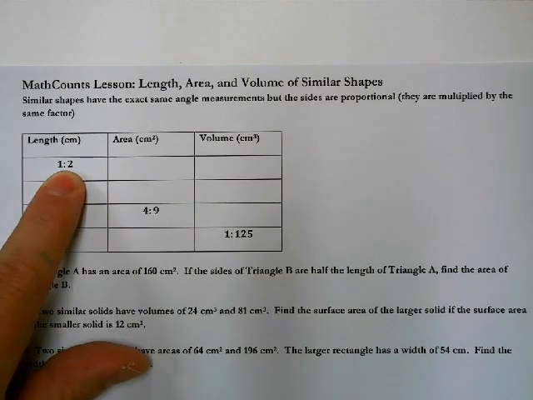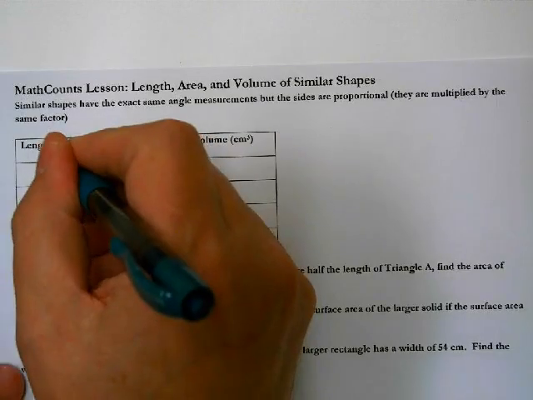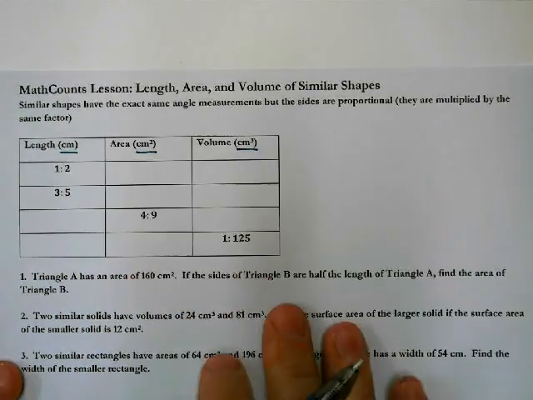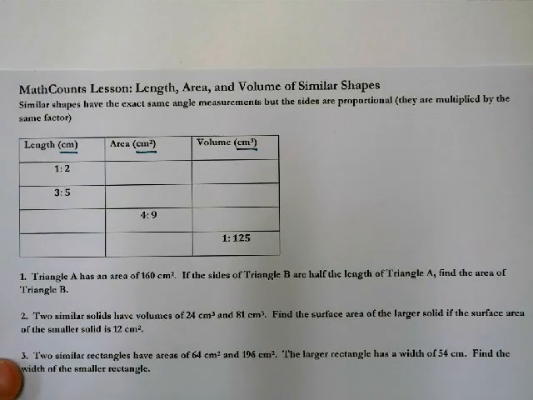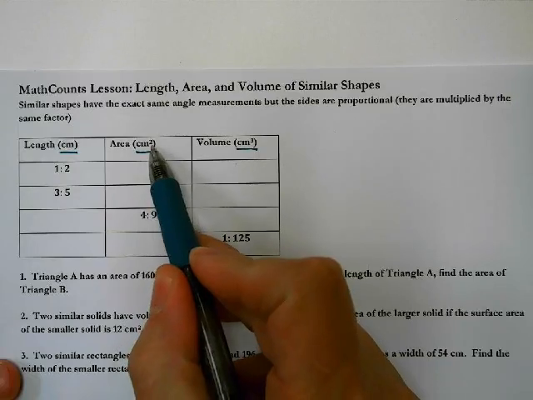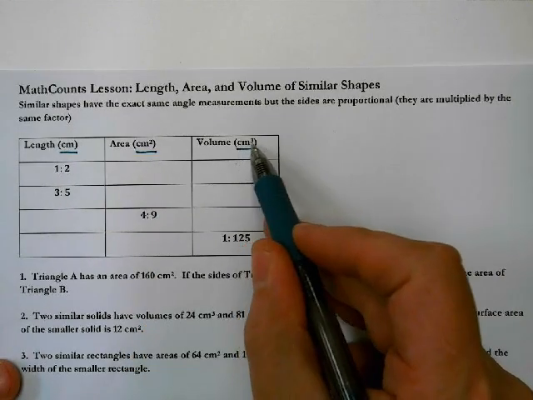Now the areas do not go in the same proportion as the side lengths. And a lot of it has to do with this measurement right here, your units. You can tell here that your units for length might be in centimeters. Your units for area is centimeters squared. And then volume, of course, is centimeters cubed.